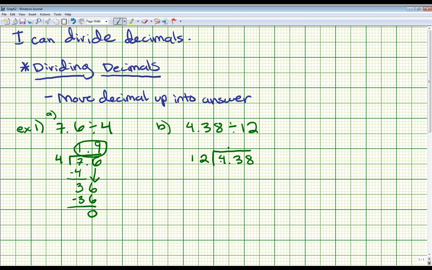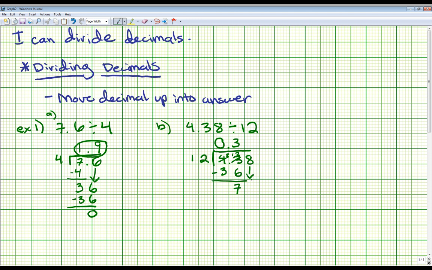Now 12 cannot go into 4, so we have to put a 0 in that placeholding spot. 12 can go into 43. It's not going to go in evenly, but it can go in 3 times with some leftovers. So 3 times 12 would give us 36. So we're going to write our 36 underneath our 43 and subtract. When we subtract, our 3 needs to borrow, making it a 13. And that's going to become a 3. 13 take away 6, so a 7. 3 take away 3 is 0. So we have 7 remaining if we put 12 into 43 3 times.